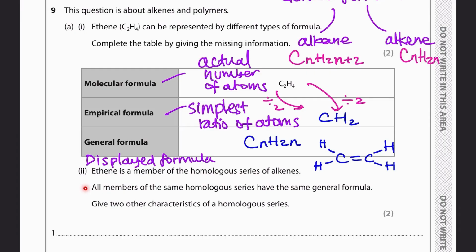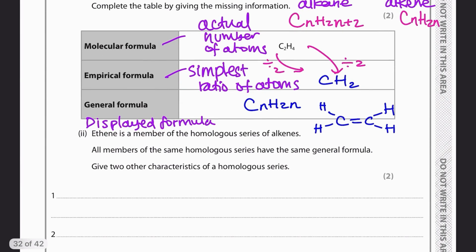Okay. Part 2. Ethene is a member of the homologous series of alkenes. All members of the same homologous series have the same general formula right here. Give 2 other characteristics of a homologous series. So homologous series means, for example, let me just show you.